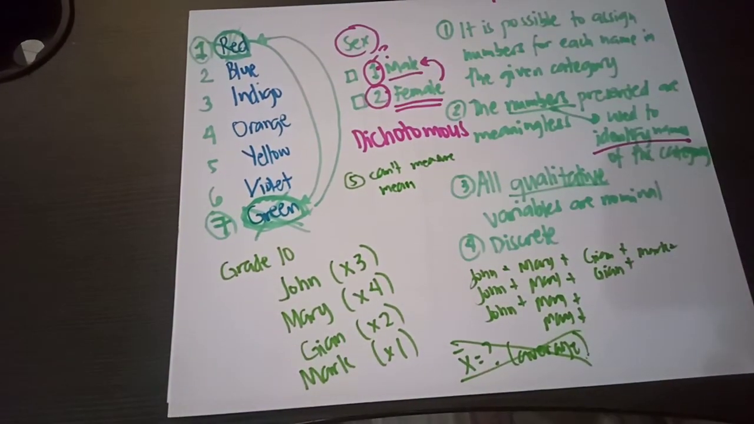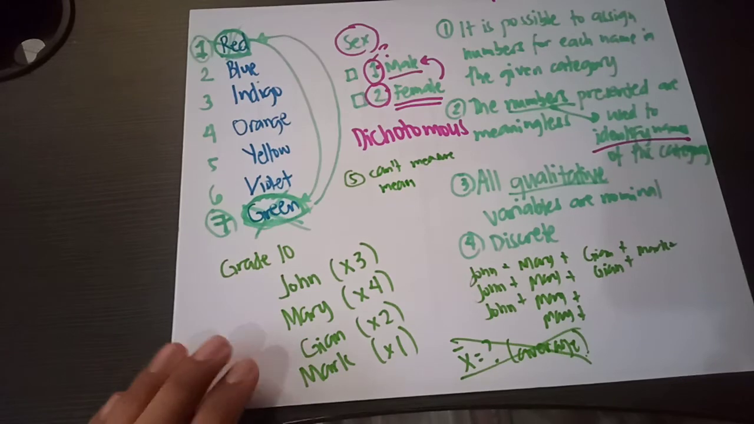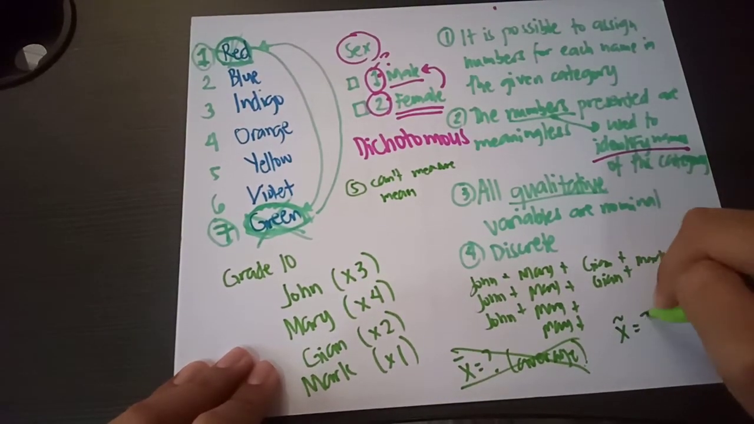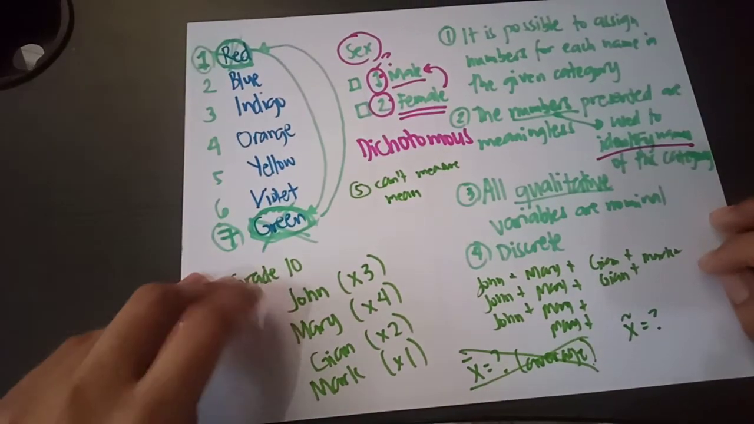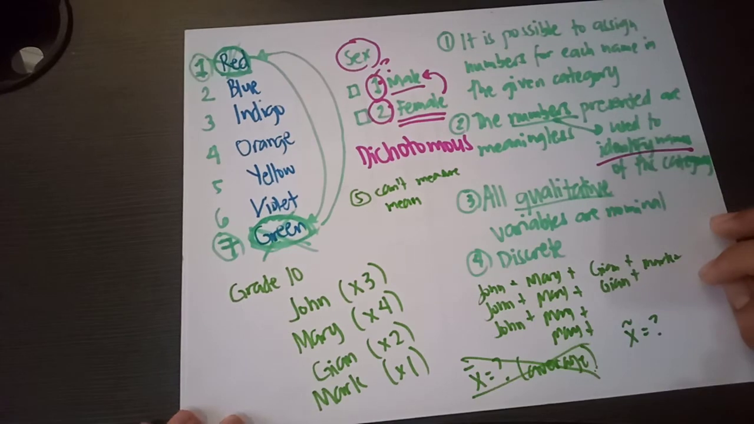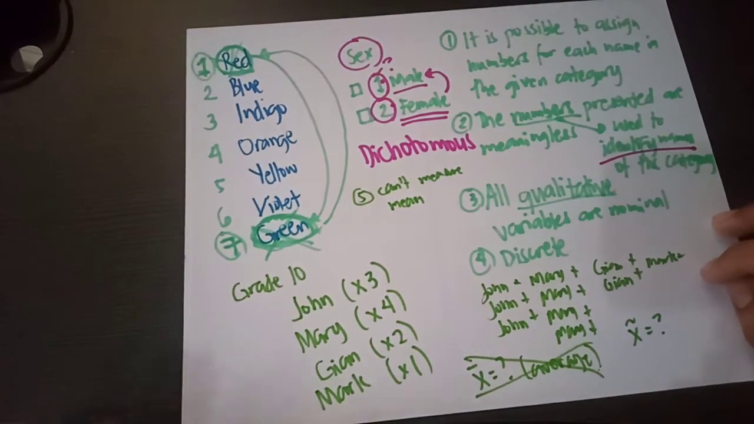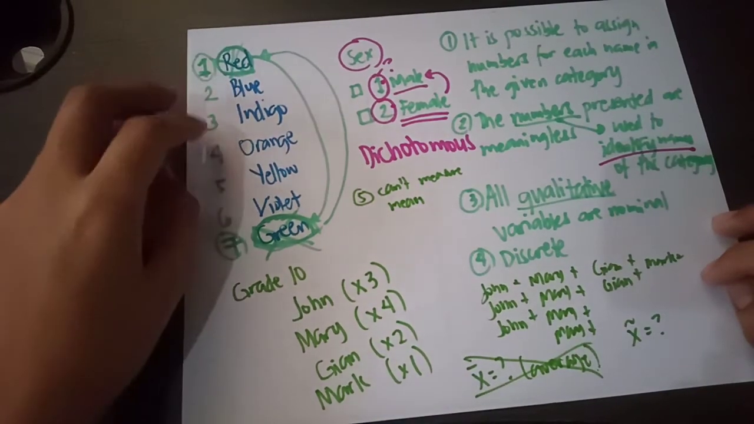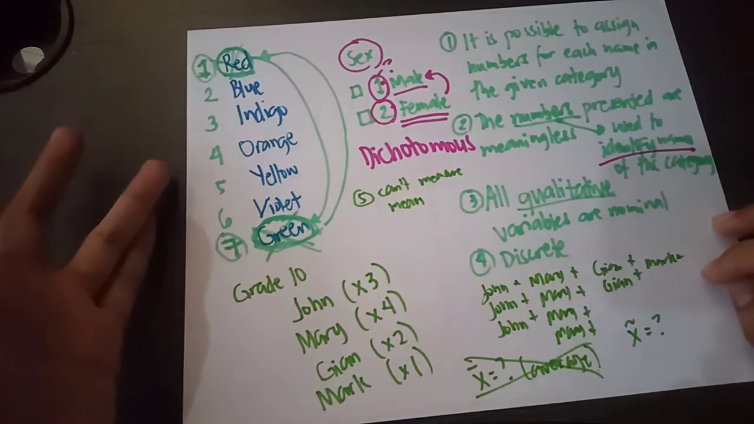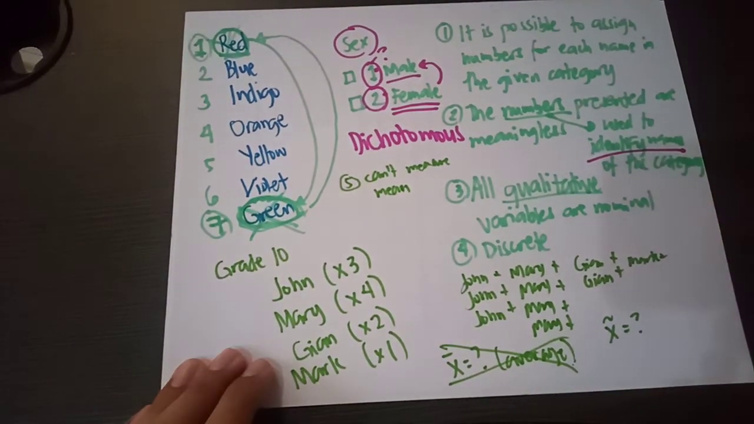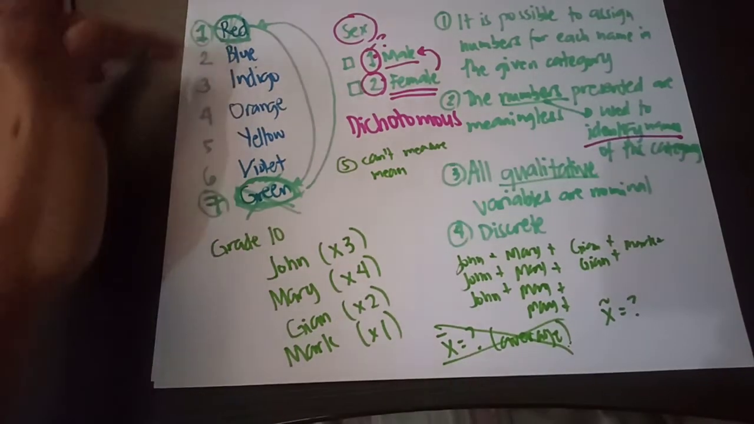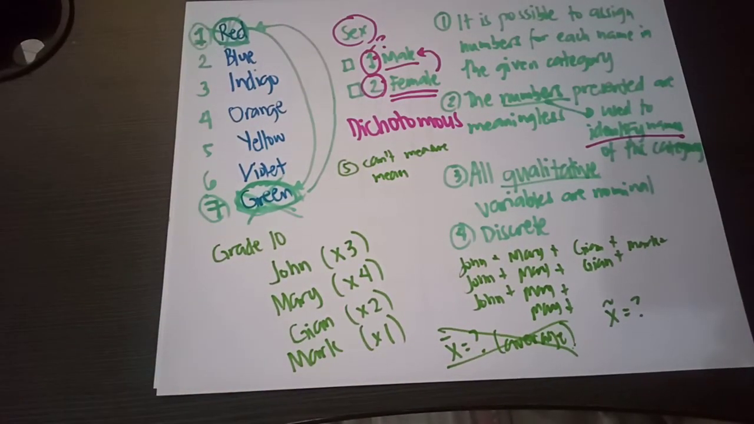Okay, next. In the nominal scale, can it measure median? Median is the middlemost value, right? So, let's say we have John, Mary, Gian, Mark. Can we say that we have an order? Or let's say here, in the colors: red, blue, indigo, orange, yellow, violet, green. Can we classify it as organized variables? No, we cannot, because they are scattered among different categories, and these categories do not have a system. It is not organized.